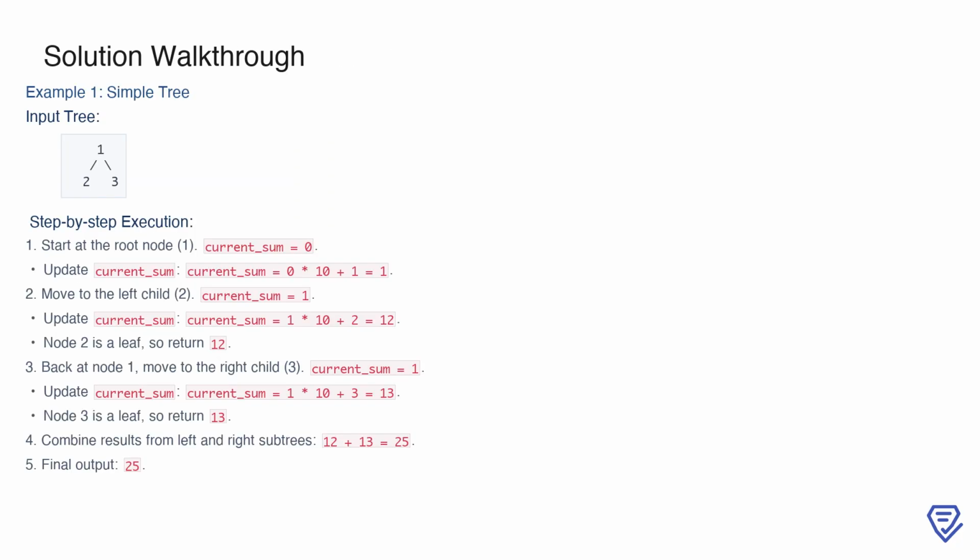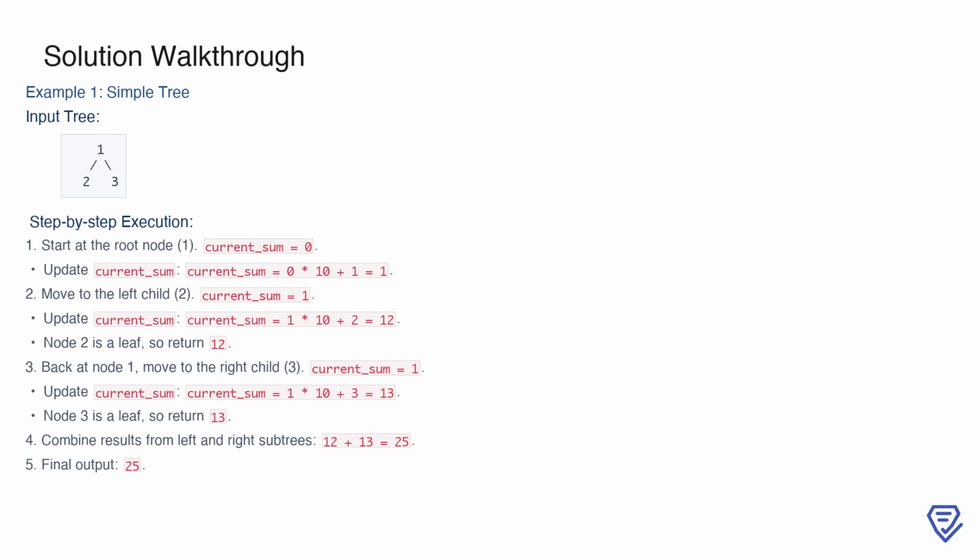To solve this problem, we start by examining a simple binary tree. The root node is 1, and it has two children, 2 and 3. Initially, the current_sum is set to 0. At the root node, we update the current_sum by multiplying it by 10 and adding the value of the current node.